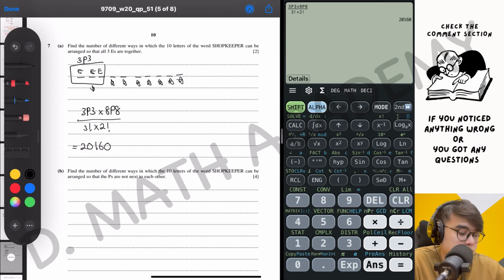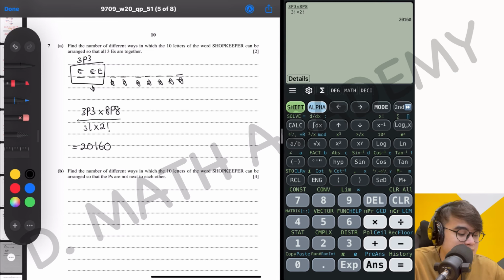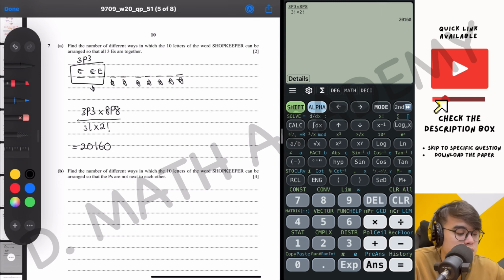In section B, find the number of different ways in which the 10 letters can be arranged so that the P's are not next to each other. So the keyword here was that they wanted the P's to not be next to each other. All you have to do is know how many letters are not P here. We have 10 minus 2, that would be 8. So I draw 8 circles first. 1, 2, 3, 4, 5, 6, 7, 8.